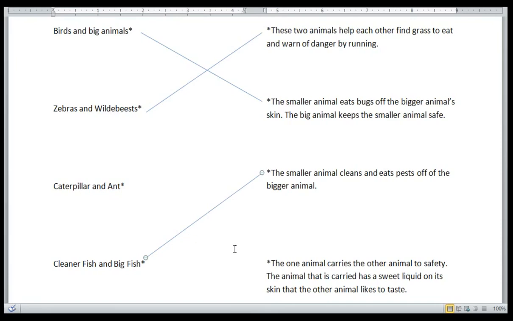So let's see. The one animal carries the other animal to safety. The animal that is carried has a sweet liquid on its skin that the other animal likes to taste. Is that the caterpillar and ant? Yes, it is. Oh, I forgot my line. Look at my line. Here we go. So, boys and girls, these are some animal pairs from our story and how they help each other.